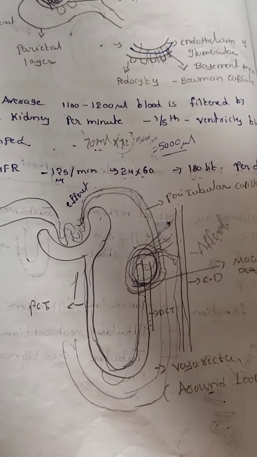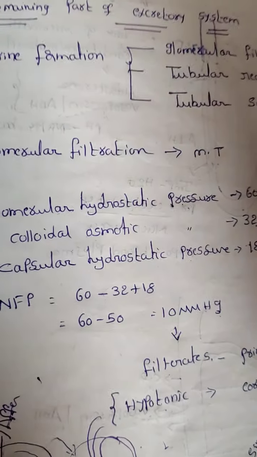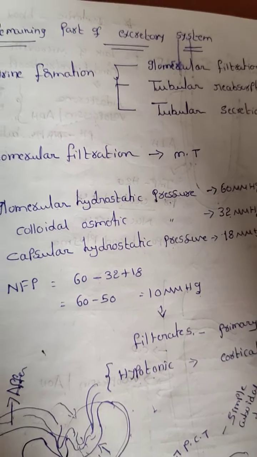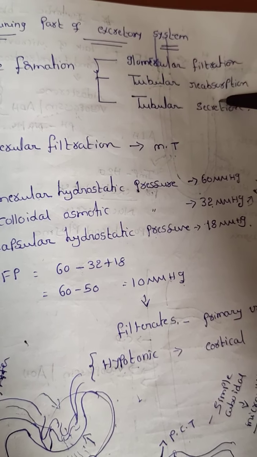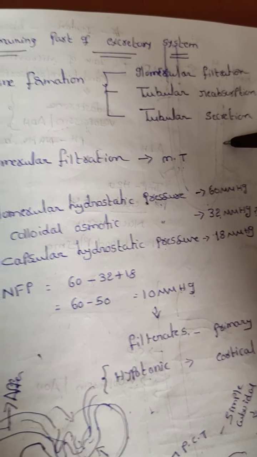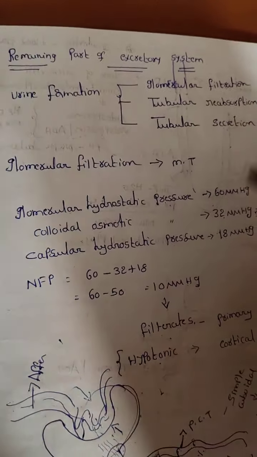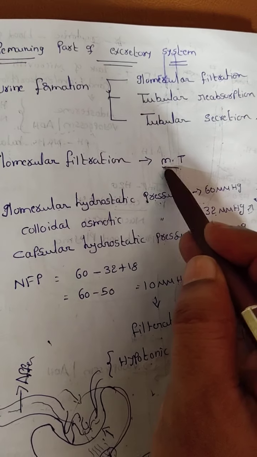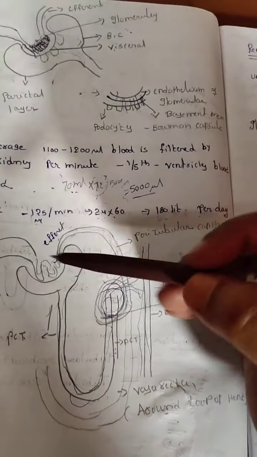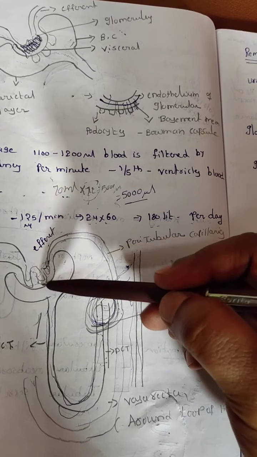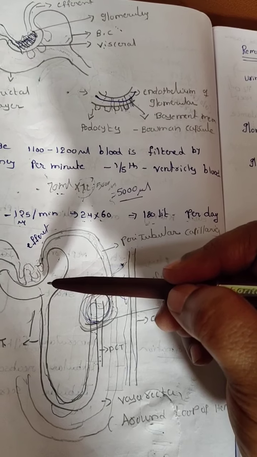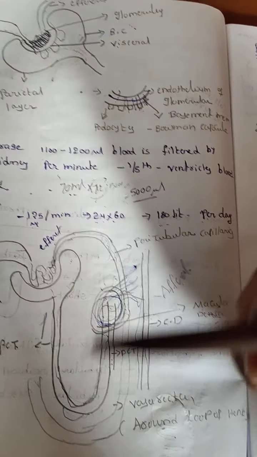Now we can go for urine formation. In urine formation, what was the first step I said? Glomerular filtration. The second step is tubular reabsorption. The third step is tubular secretion. Glomerular filtration takes place in the Malpighian tubules. What is the Malpighian tubule? The glomerulus and Bowman's capsule combined are called the Malpighian tubule.